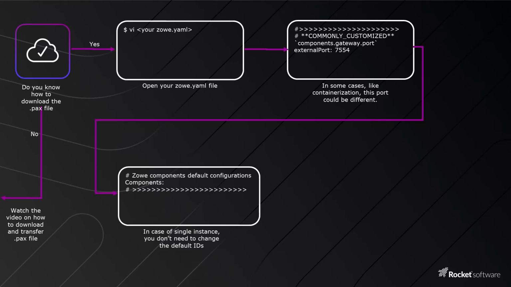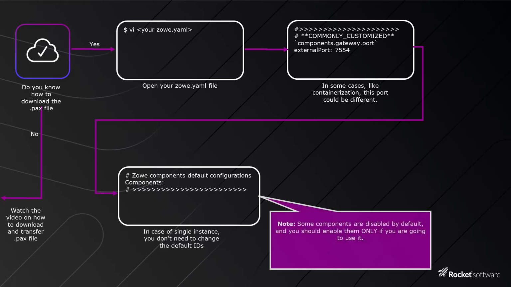Zowe components and default configurations. Let us go through the default configurations for all Zowe components installed on the Zowe instance. You need to provide details for every component with their component ID, based on your environment. If you are using a single instance, then you do not need to make changes to the default IDs. Note, some components are disabled by default, and you should enable them if you are going to use them. Otherwise, you can keep them as they are.